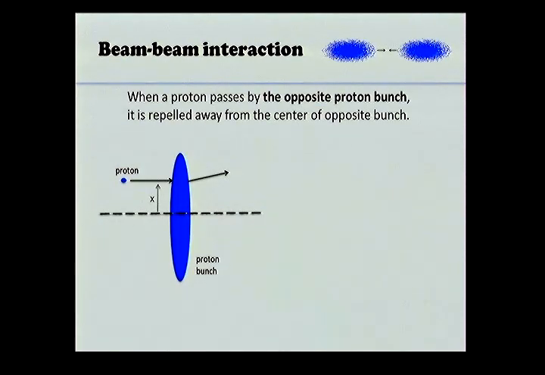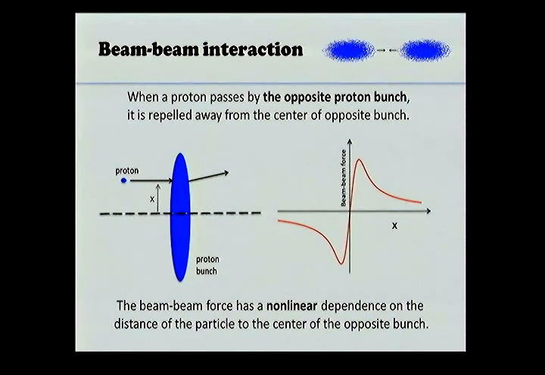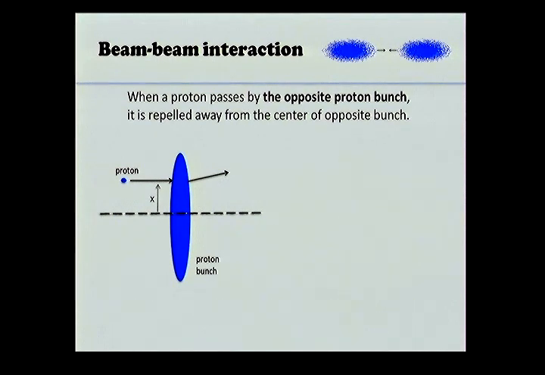Knowing the tune, the resonance and the tune space, we are at the right place to take a look at the beam interaction. As I said, when two proton bunches collide with each other, each with more than 10 to the 11 protons, only a few protons can really hit protons from the opposite bunch. Most of the particles will only go through the opposite bunch. Here I give an example.